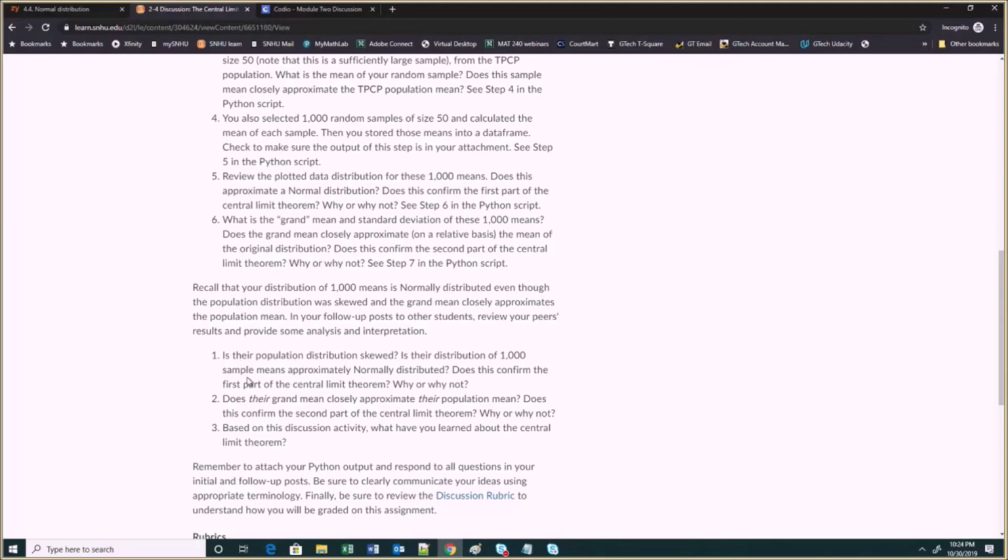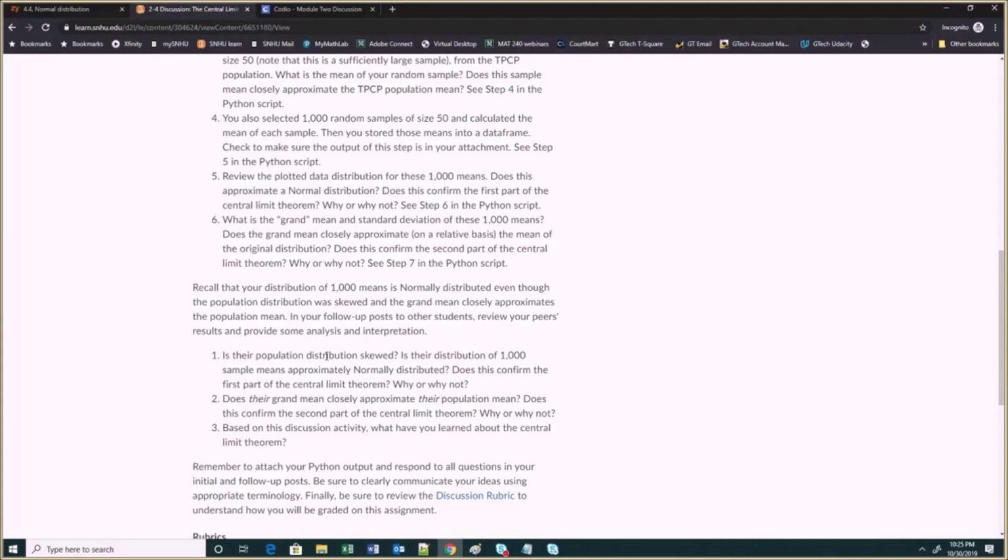So the questions are, is their population distribution skewed? It should be skewed for each student. And then, is their distribution of 1,000 sample means approximately normal? Yes, it should be. Does this confirm the first part? It should. Does their grand mean closely approximate their population mean? It should. Notice that it will not always be equal. It will be close enough. And if it's close enough, it's a good approximation. And it will confirm the second part of the theorem. And then the third question is, what have you learned about it?